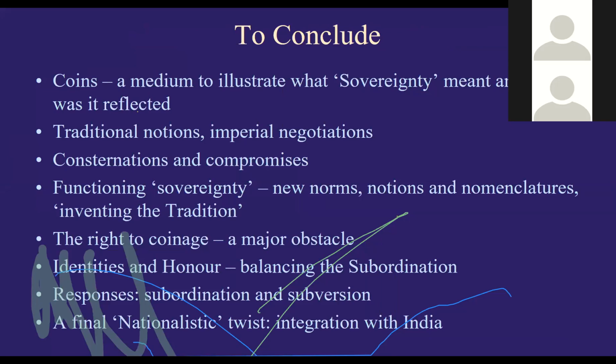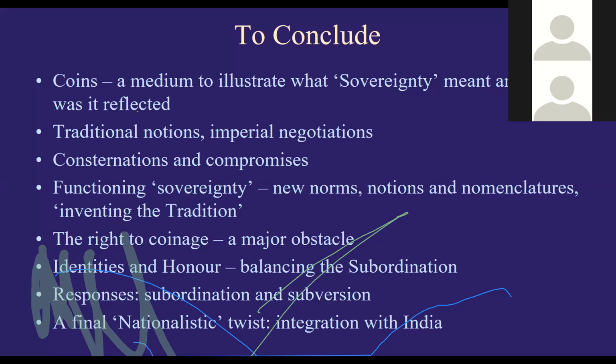So to conclude, I would say that coins, as we can see, can be used as a medium to illustrate what sovereignty meant, how it was reflected and how the changes happened. The whole story is set within the concepts of traditional notions on one hand and imperial negotiations of those notions on the other. We could see from various examples how the traditional notions were negotiated by the imperial authorities. Of course, there were consternations, there were fights, and there were compromises. So these two aspects make the story even more interesting.